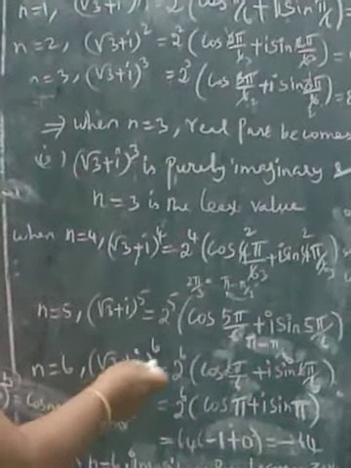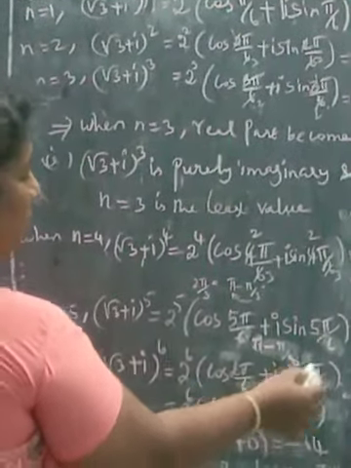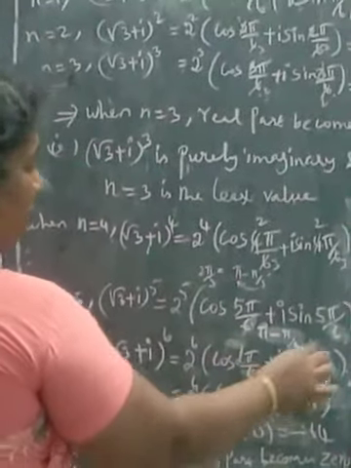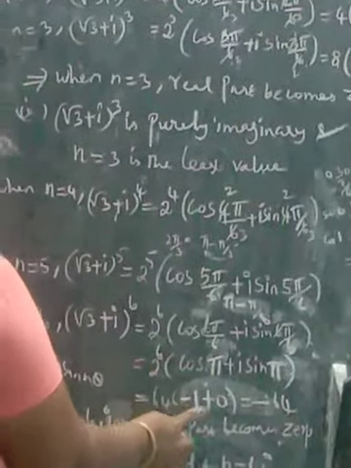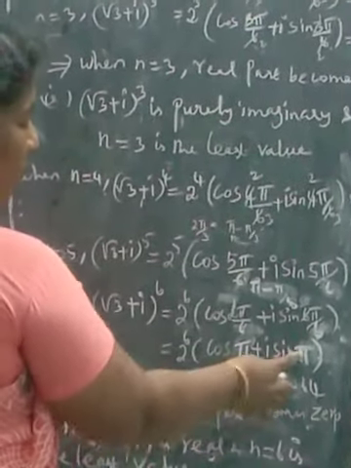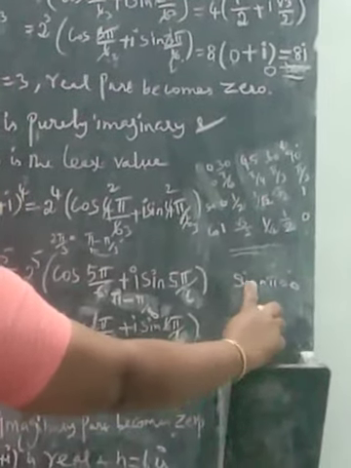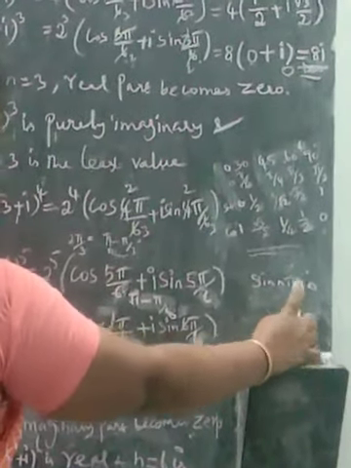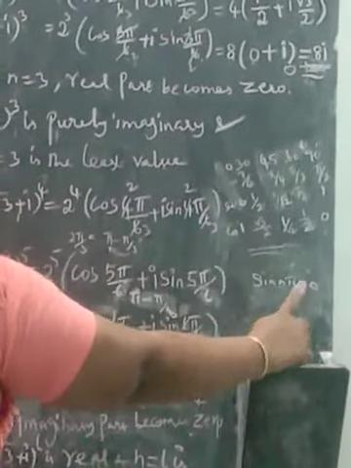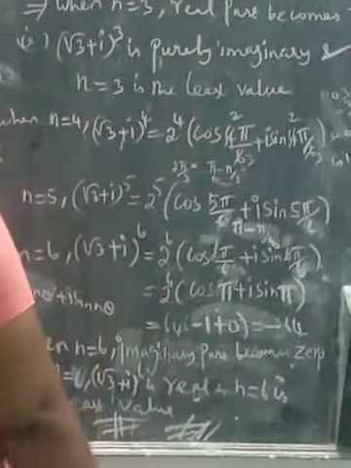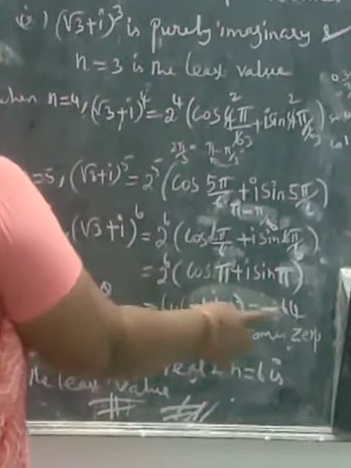So (root 3 plus i) to the power 6 equals 2 power 6 (cos n pi by 6 plus i sin n pi by 6), that is 6 pi by 6. Now simplify this: cos pi plus i sin pi. The value of cos pi is minus 1 and sin pi is 0. This is a general formula: sin n pi equals 0. If n equals 1, sin pi is 0; n equals 2, sin 2 pi is 0; sin 3 pi, whatever value of n you substitute, you will get 0. So here sin pi is 0. Minus 1 plus 0, that is minus 1, times 64, gives minus 64.